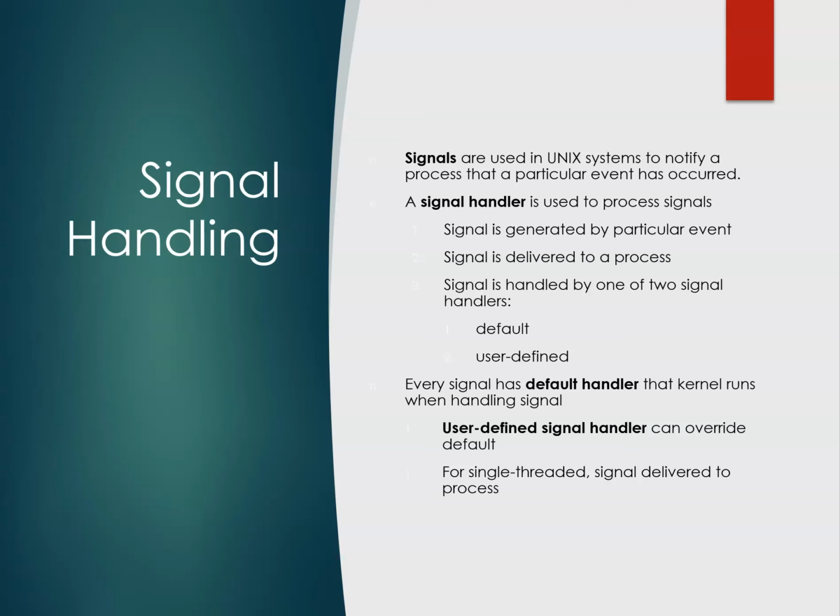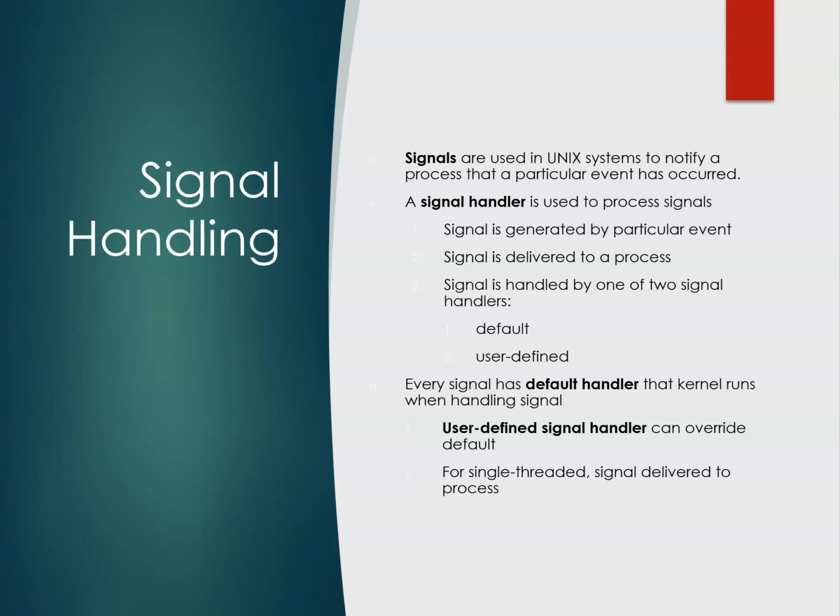Signals are used in Unix to notify a process that a particular event has occurred. A signal handler is used to process signals. A signal is generated by a particular event, and the signal is delivered to a process. A signal is handled by one of two handlers, either default or user-defined. Every signal has a default handler the kernel runs when handling signals. User-defined signal handlers can override the default.